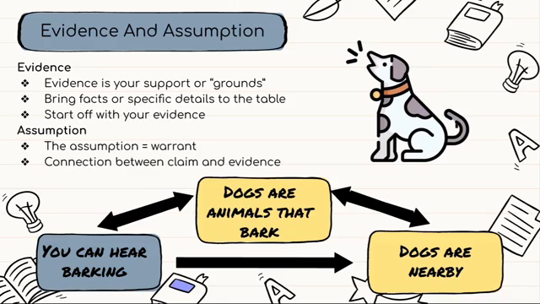Looking at the model below, we have evidence on the left side, which is in blue, and the claim on the very far right, which is in yellow. Your claim being that dogs are nearby, and your evidence would be you can hear barking. As I said previously, the assumption is that bridge. Your assumption would be that dogs are animals that bark. So looking at the model, we can see that there's a bridge forming with the assumption, having the evidence as the very first thing to go.